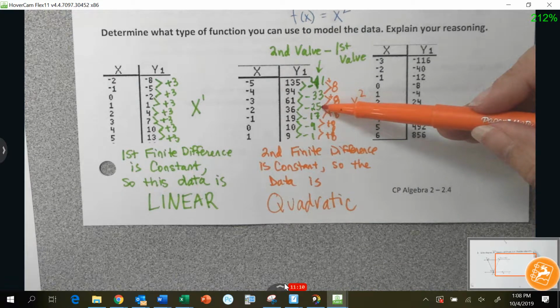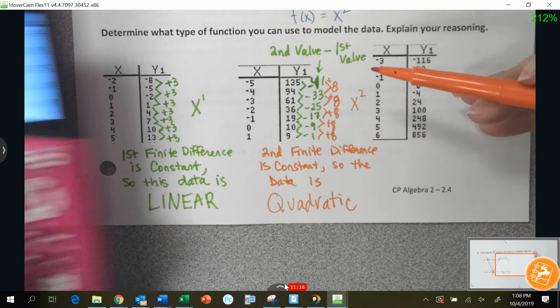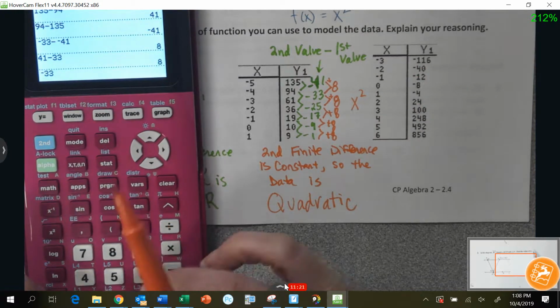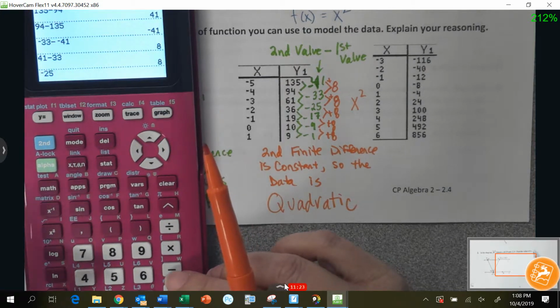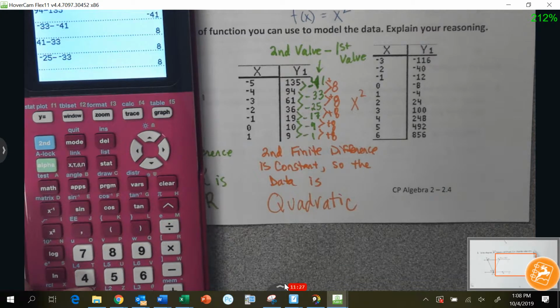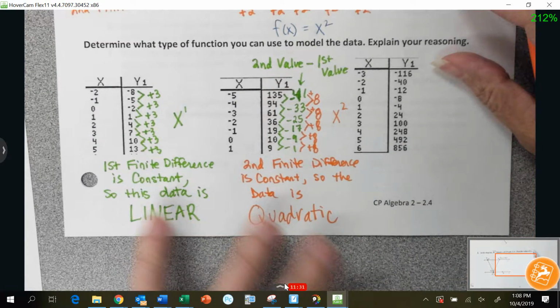No, you have to do negative 25 minus negative 33. You always do the second one minus the first one. Negative 25 minus negative 33 is positive. Yep. All right, work on that last one.